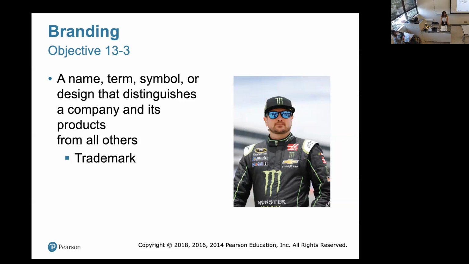And what do brand names fulfill? Uniqueness, maybe? You identify a product maker. Unless it has the Nike swoosh on it, you know it's not made by Nike, right? Recognition, product recognition. You recognize the maker of the product.